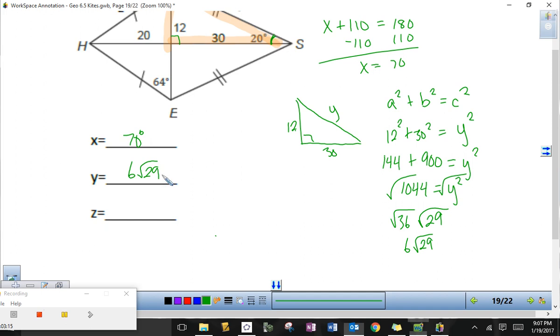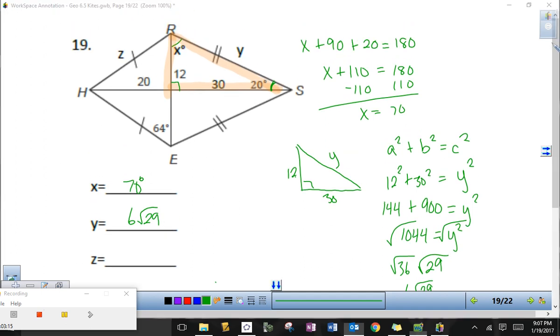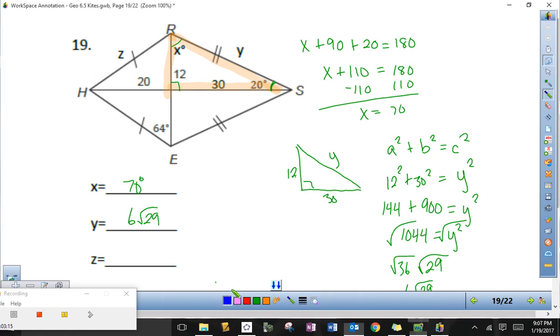Very similarly, we will find z. It's another right triangle on the other half of our kite here. The side length here still stays 12. Now our bottom is 20. So we'll set up the Pythagorean theorem again. I've got 12 squared plus 20 squared equals z squared.